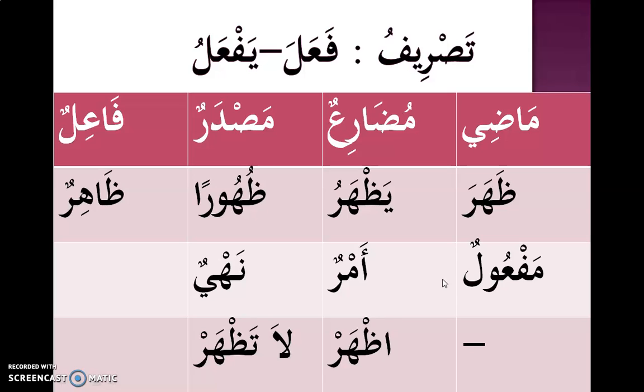Then the amr, we can still remember, is derived from the mudari. All we need to do is to drop the ya', then bring a hamzat al-wasl, the joint hamza, to make the pronunciation easier, because there is no way we can pronounce a letter with sukun. So the amr now becomes izhar, appear. That is commandment. Nahy: la tazhar, don't appear.